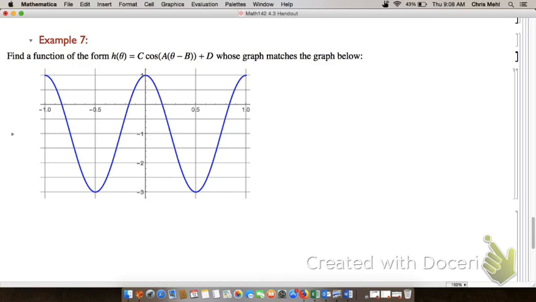Okay, so example 7, we're going to find a function of the form h of theta equals c cosine of a times the quantity theta minus b, and then outside the parentheses plus capital D. So we need to look at this graph. Since we're trying to find a transformation of cosine, I will try to find a cycle of this graph that has the same general shape as the graph of cosine.